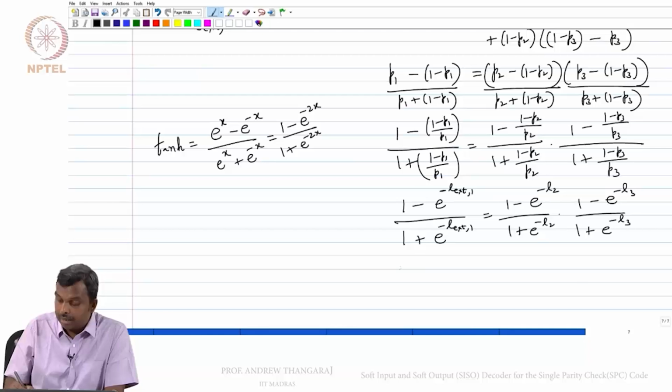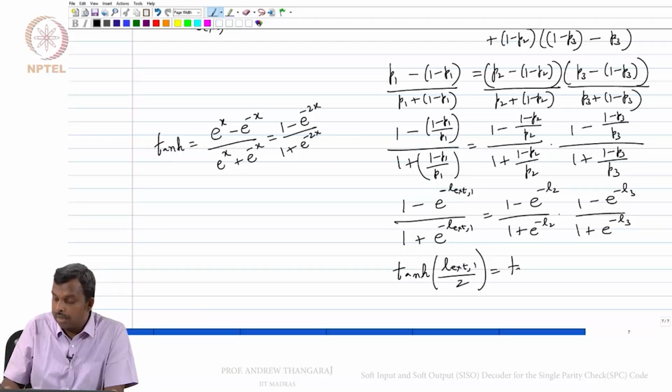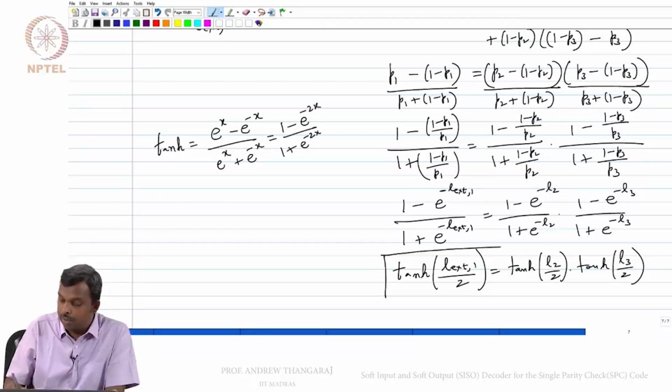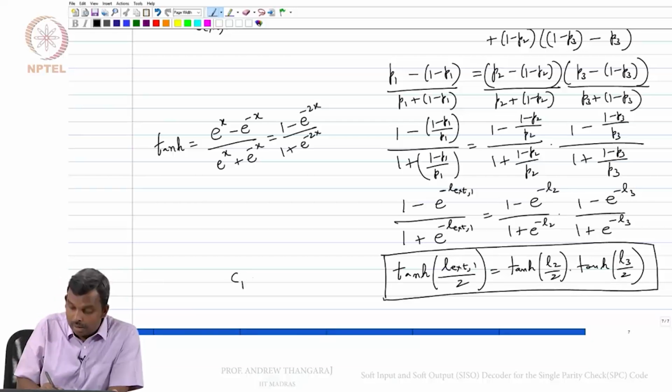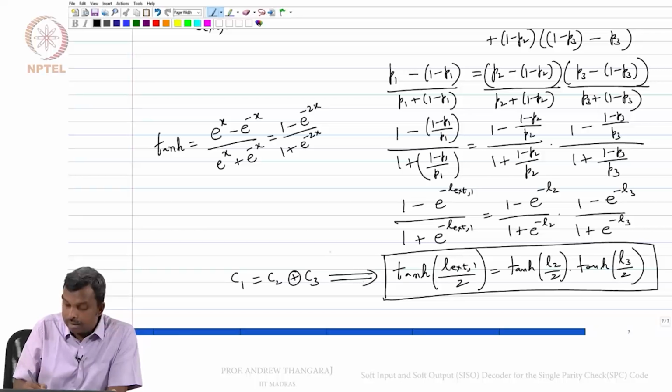So once you notice that, you will see that this product is just tanh(Lext1/2) equals tanh(L2/2) times tanh(L3/2). This is a very famous formula for XORs. If you have C1 equals C2 XOR C3, it results in this tanh rule. So you can call it the tanh rule.